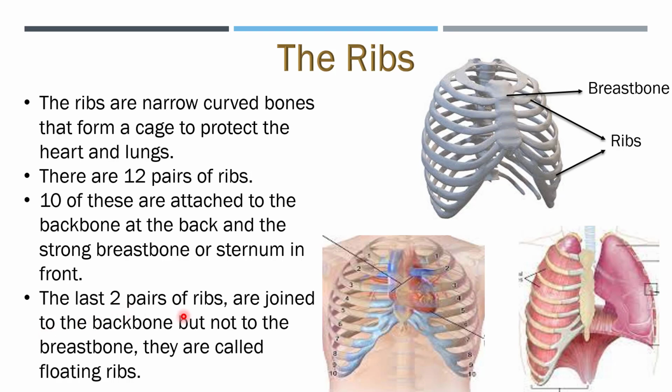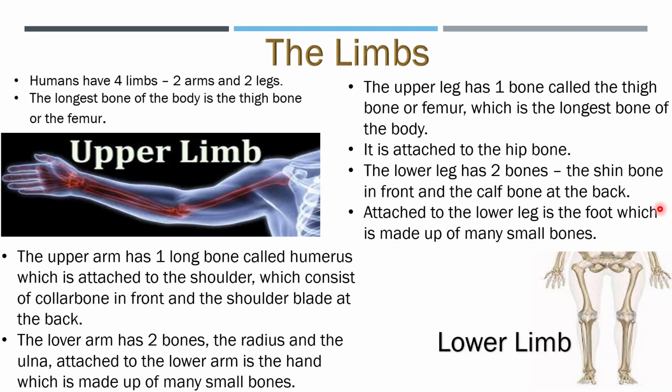And the last two pairs of ribs are joined to the backbone but not to the breastbone. They are called floating ribs, which you can see here in this image. These are called floating ribs. Now let's have a look at the limbs.